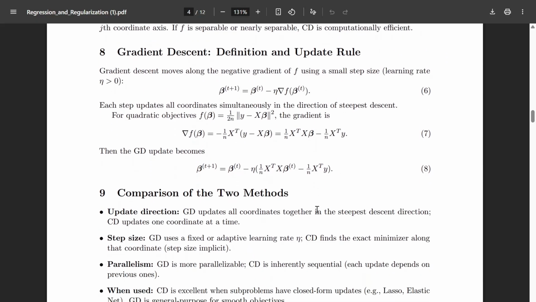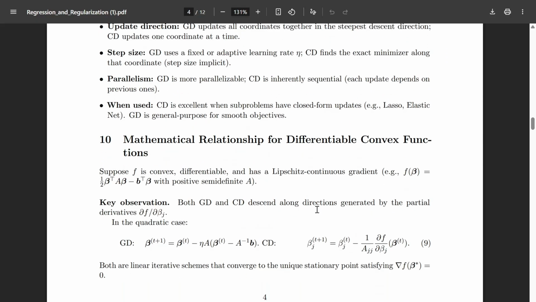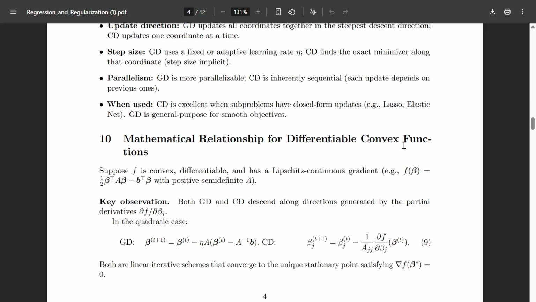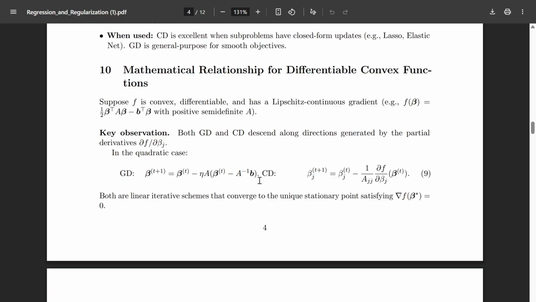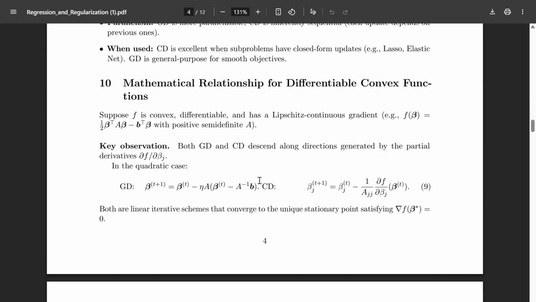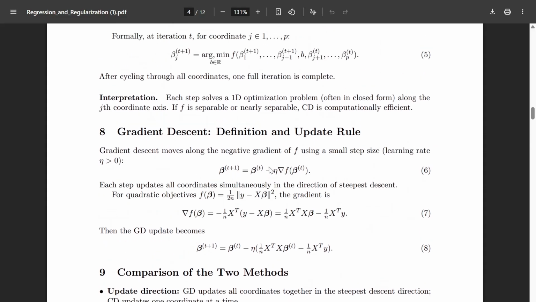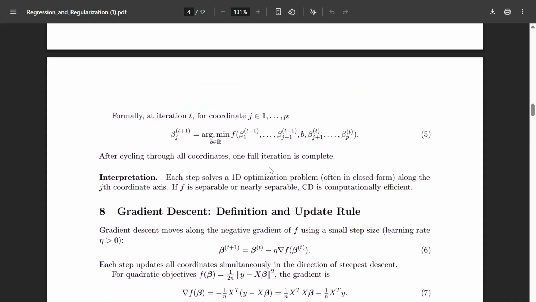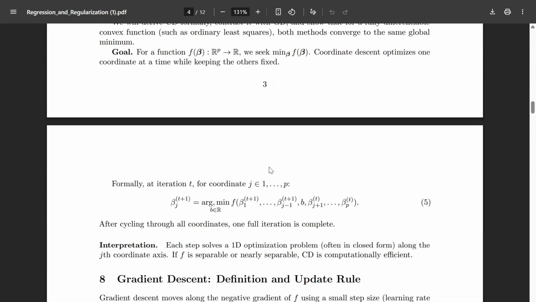Okay. So here it is written as well, the mathematical relationship of differentiable coordinate convex functions. So the gradient descent for the coordinate case is equal to this. So every coordinate descent, every time I call it and minimize, it will be considered as one iteration, and then I move on to the next iteration.